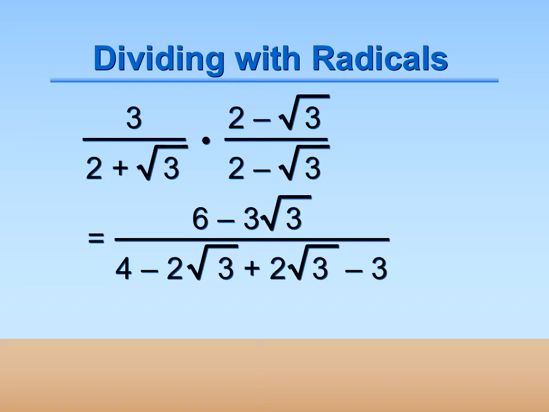3 plus 2 square roots of 3 minus 3. And you're like, wait, Miss Moss, the radical is still in our denominator. We just made a huge mess. But if we combine like terms, 4 minus 3 becomes 1, and then negative 2 square roots of 3 plus 2 square roots of 3, that just cancels out. So now we've just got 1 in our denominator. So we've got 6 minus 3 square roots of 3 over 1, which is just 6 minus 3 square roots of 3.